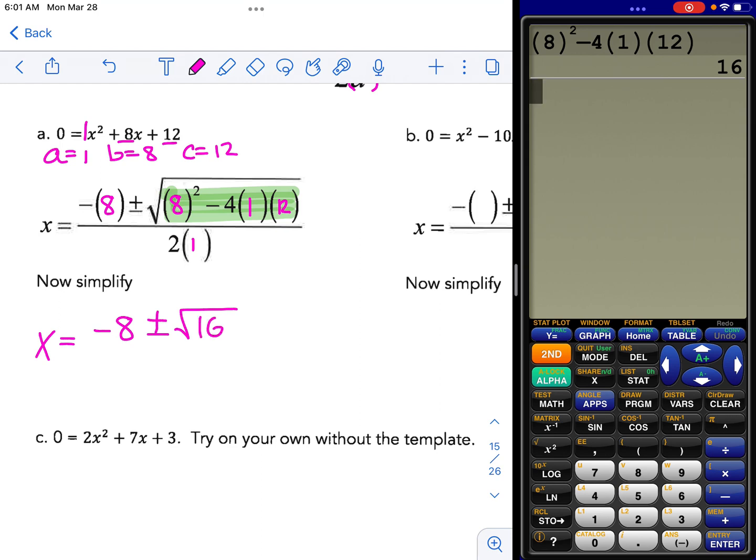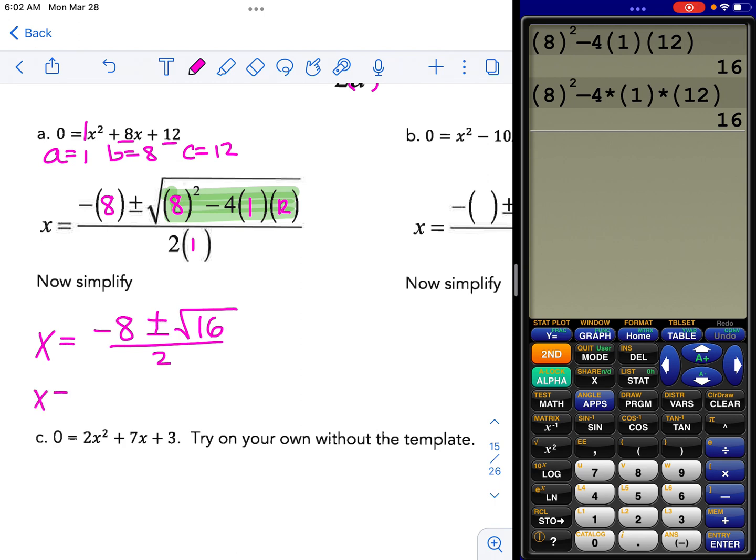So this is equal to 16. I could put the times sign in there. So, whoops. Clear that out. If I redid this calculation, I could do 4 times A times C. I could put those multiplication signs in there. I'd still get the same answer. So I just don't, because it leads to the same answer. Okay, and then in my head, I'm going to do this, right? 2 times 1, that's easy enough to do in your head. So that's 2. So that's the simplification, and now that leads to 2 answers.